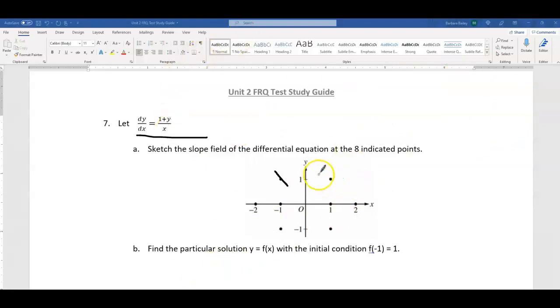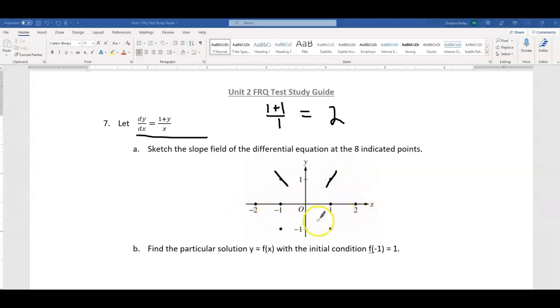Now you'll notice here on this side, they're both positive 1, so that gives me 1 plus 1 over 1, and I get the same answer, only it's a positive 2. So it's going to be just as steep, but it's going in the opposite direction. So it's going to look like that. And basically at that point, we're just going to go through and do that for all these points.